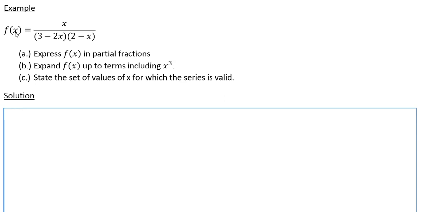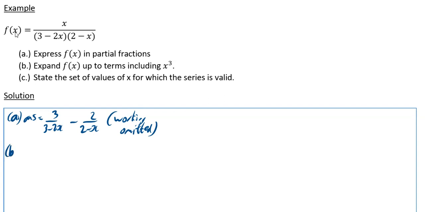So for part a, we're just going to say our answer is equal to 3 over 3 minus 2x, and then minus 2 over 2 minus x. Working omitted. Okay, we have seen before how we do that, but we don't really have space to do it in this particular example, and we know how to do it. We've done that earlier on in our partial fractions work.